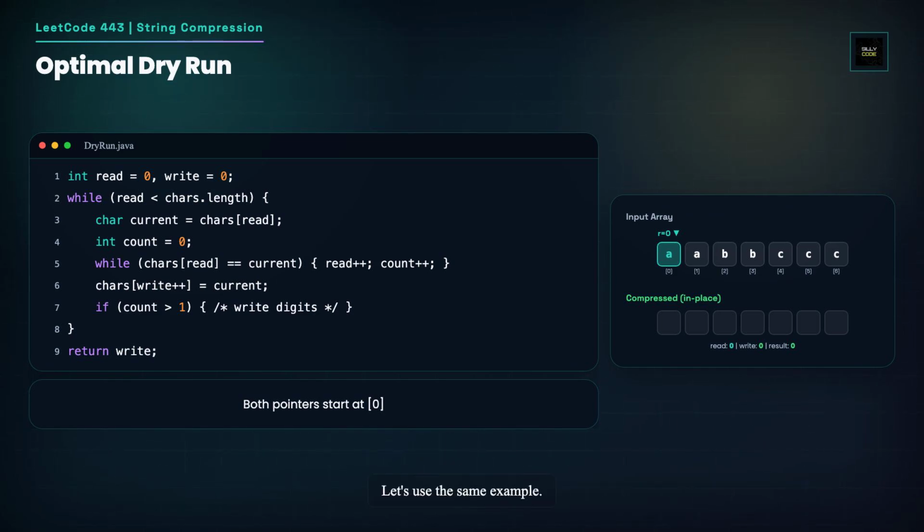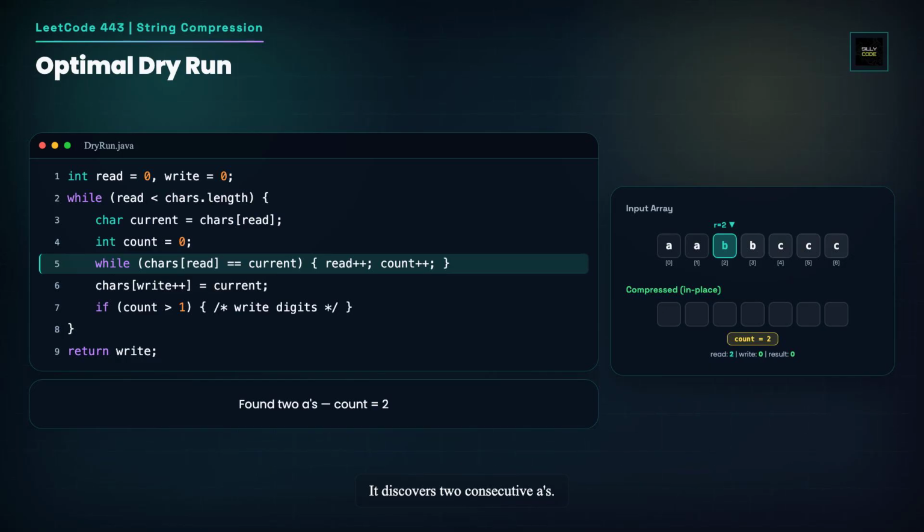Step by step, let's use the same example. The array contains A, B, B, C, C, C. Initially, both pointers start at the first character. The read pointer begins exploring the first group. It discovers 2 consecutive As, so the count becomes 2. Now the write pointer starts writing. First, it writes A. Then, because the count is greater than 1, it writes 2. The write pointer has now moved 2 positions forward.